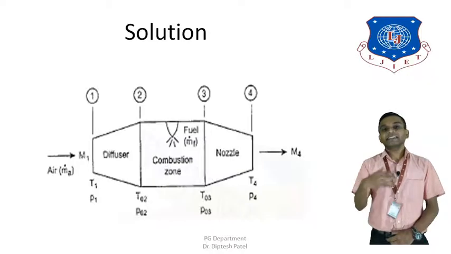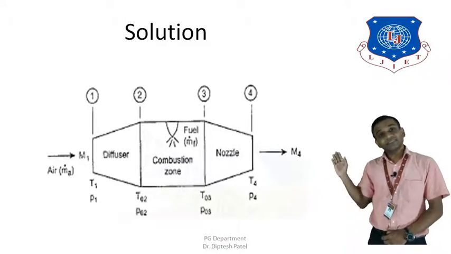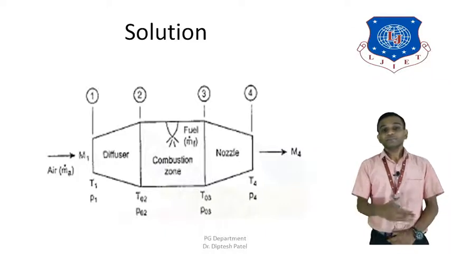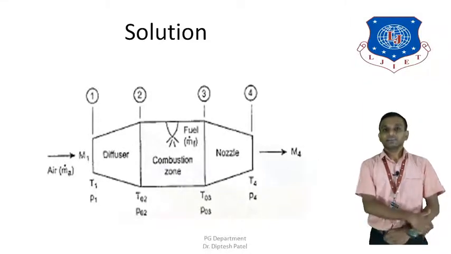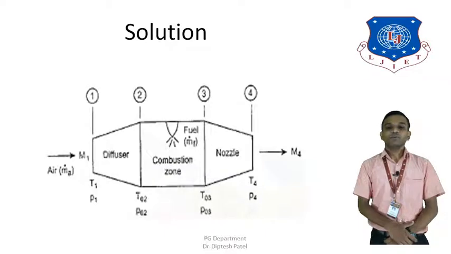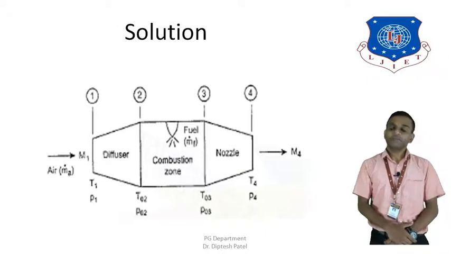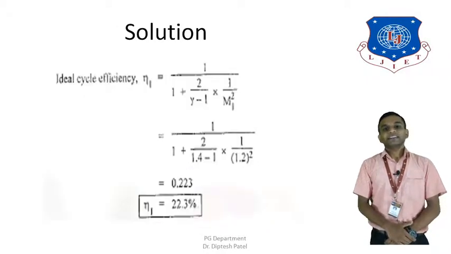M1 is the Mach number of the air entering the diffuser at the inlet. M4, which we need to find out, is the Mach number of the gases leaving the nozzle. Also you can see the temperature and pressure for each section: P1, T1, then T02, P02 stagnation properties, then T03, P03 and P04, which are also stagnation properties. Then at section 4 we need to get T4 and P4. Some of these values are given, some we need to find out. Okay, so let's start the example.